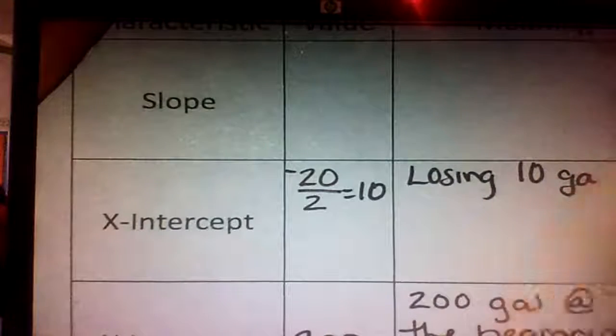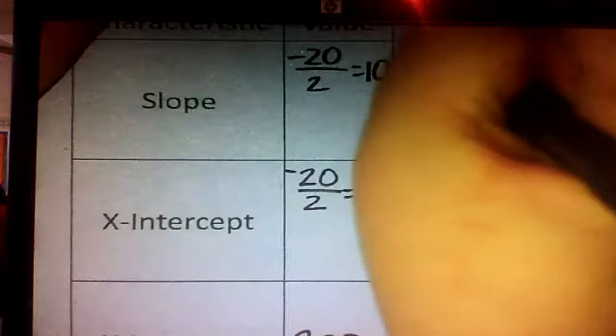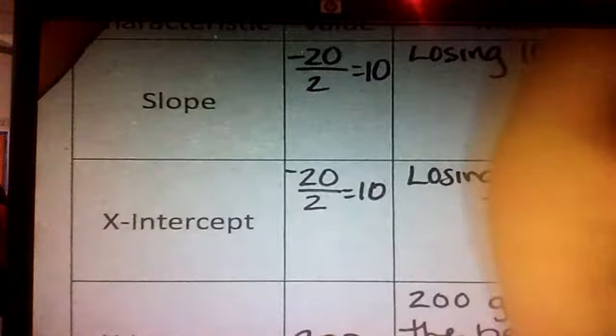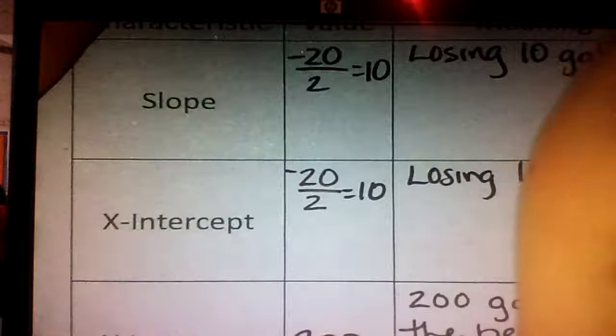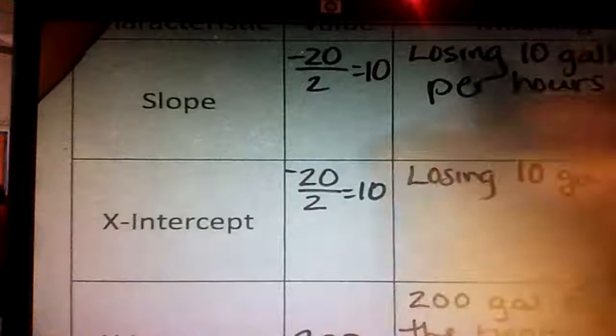Whoops. I should have had that at slope. My bad. I put it in the wrong spot, guys. Losing 10 gallons per hour. Gallons?